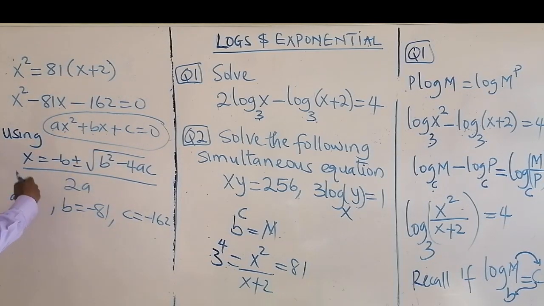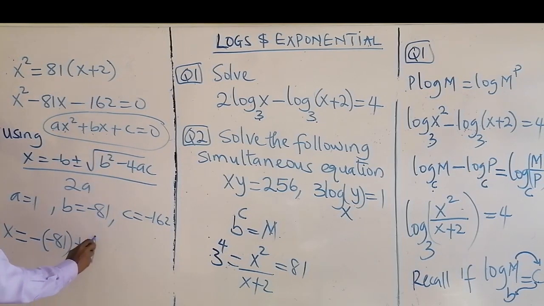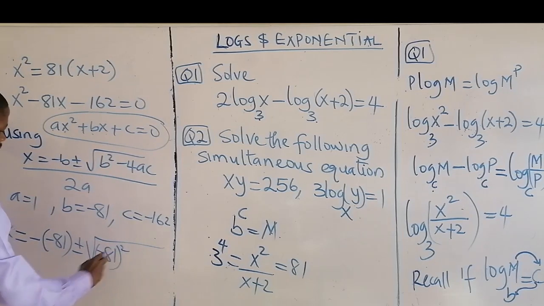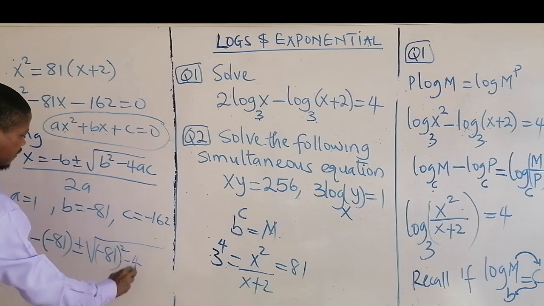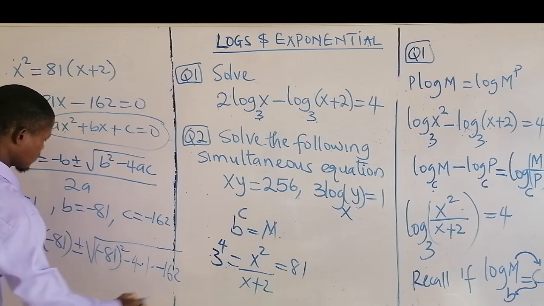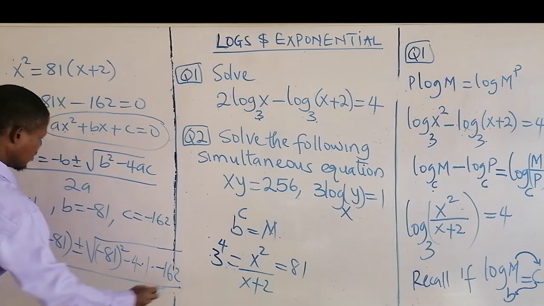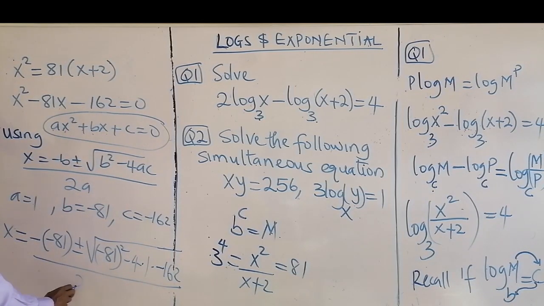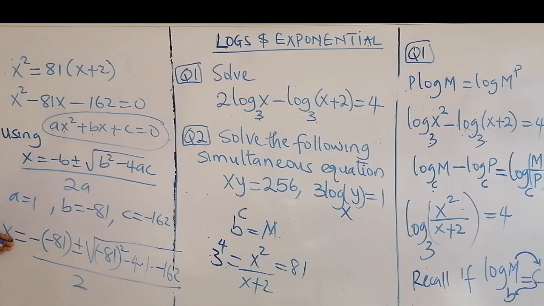Then begin to substitute into your quadratic formula, and that will be equal to minus b, which is minus minus 81, plus or minus the square root of b squared, that is minus 81 squared, minus 4ac, where a is 1 and c is minus 162, all over 2a, 2 times 1, that's 2. So that's that on this. You can finish up with your calculator. That's that on this aspect.